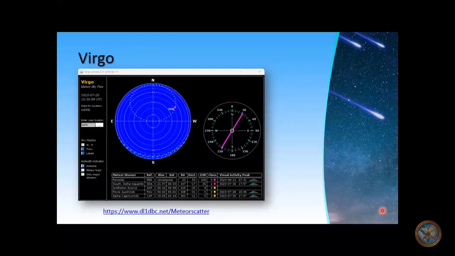Then there's a tool called Virgo on DL1DBC. You can either run it on the website directly as a Java applet, or you can download it as a Java file and run it as an executable. You enter your locator here, and it shows you the currently active showers. So you can see here the Perseids are there. See the date, 25th of July.